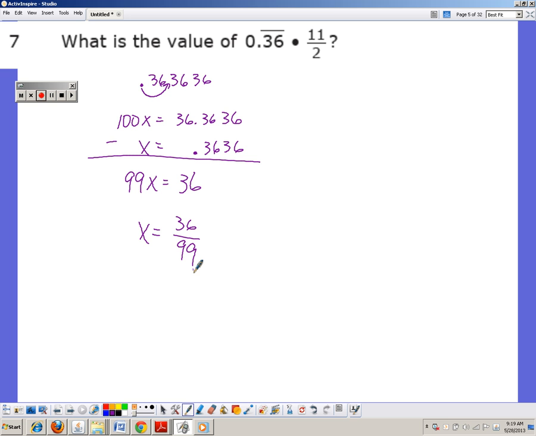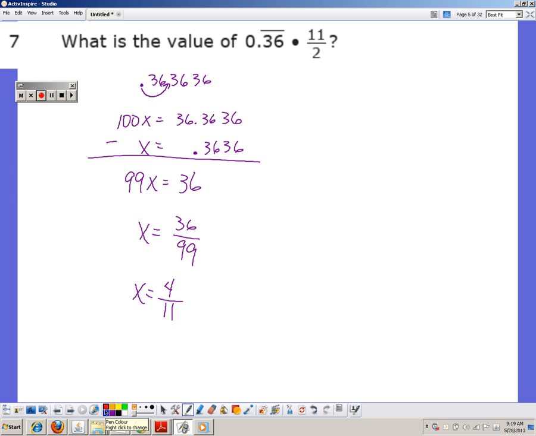36 over 99 can be simplified. Both can be divided by 9. 36 divided by 9 is 4. And 99 divided by 9 is 11. So we have simplified our repeating decimal to 4 over 11.